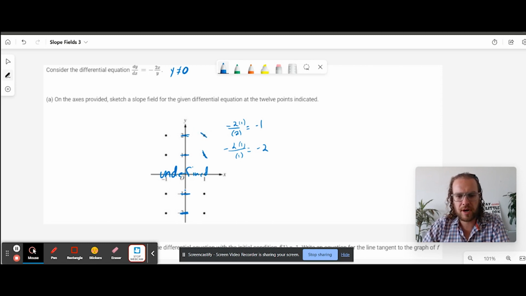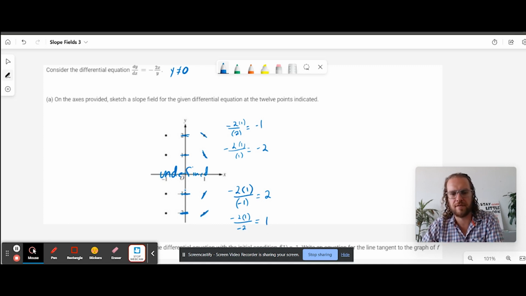Okay? Then if we go down here, you can probably guess what's going to happen because now y is going to be negative. It's just going to flip. But let's go ahead and show that. So we're going to have -2 times x of 1 divided by a y of -1, which of course is going to become +2. And then down here, -2 times 1 over -2 becomes +1. Okay, so they just kind of flip on us.